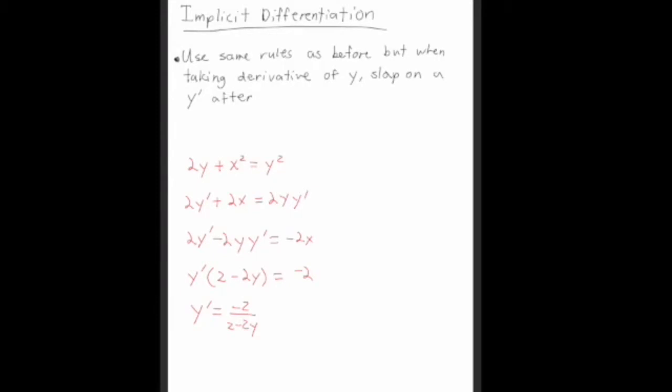So you take the derivative of y, so that's just 1. So you have 2y, but then you have to slap on a y prime, so that's 2y prime. And then you have 2x because x is normal, and then 2y y prime for y squared. So then you want to move all the y primes to one side, then you factor it out, and then you solve for y prime.